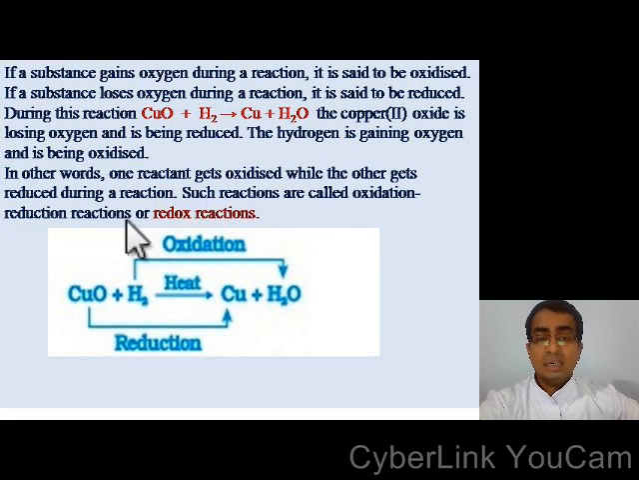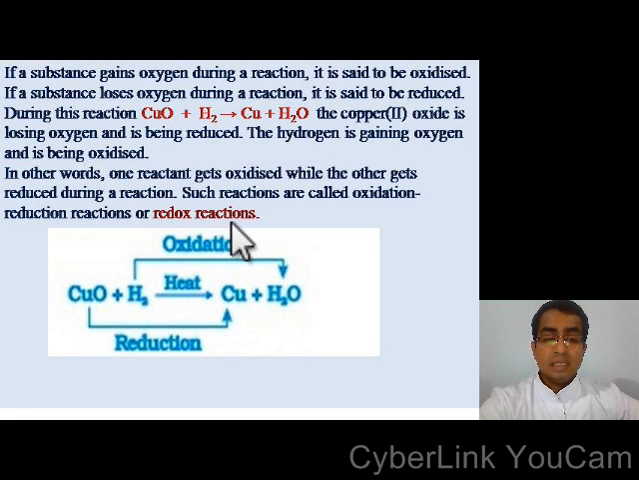Such reactions are called oxidation reduction reactions or redox reactions. Here you can see the example. Here copper oxide is reduced to copper and hydrogen is oxidized to water. So both oxidation and reduction reactions are taking place. Such kinds of reactions are called redox reactions.